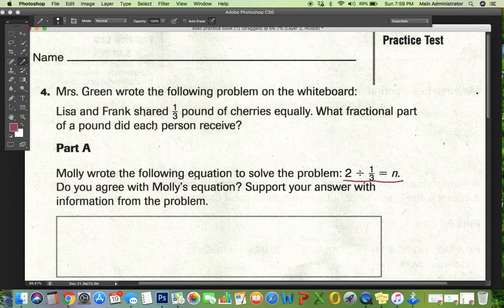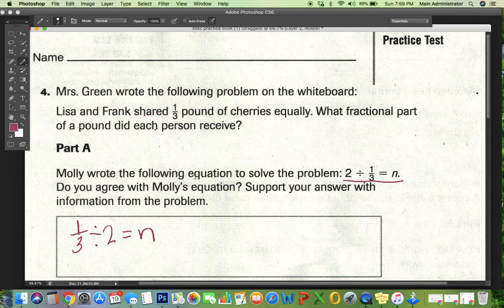So if we started with 1/3 pound of cherries, and we're taking that and equally sharing it between two people, then we are taking 1/3 and dividing by 2, and that will give us our cherries. This is flipped, and will not give us the correct fraction because we're starting with 2 whole, and that wasn't the case. We're starting with a fraction, 1/3 of a pound of cherries. So 1/3 divided by 2 equals n.